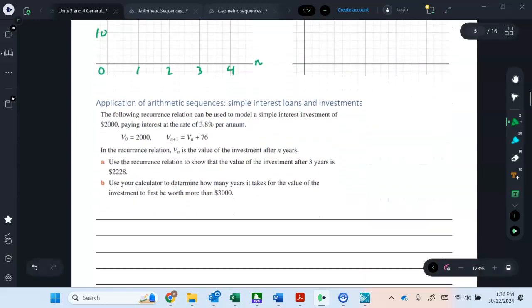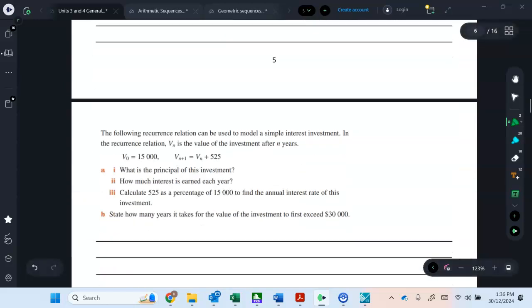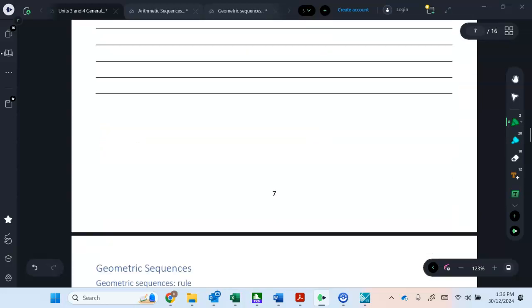All right, and then we've got applications. We'll do the applications in a separate video. So let's just skip through to some geometric.